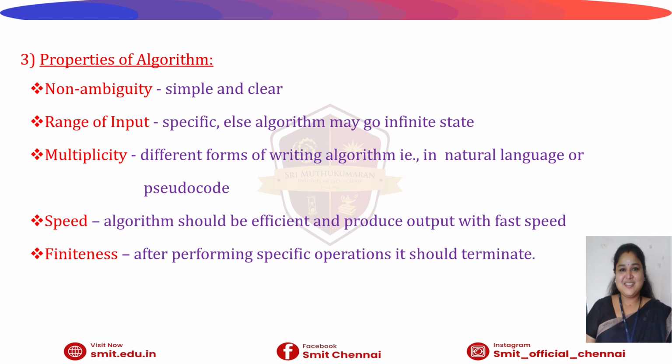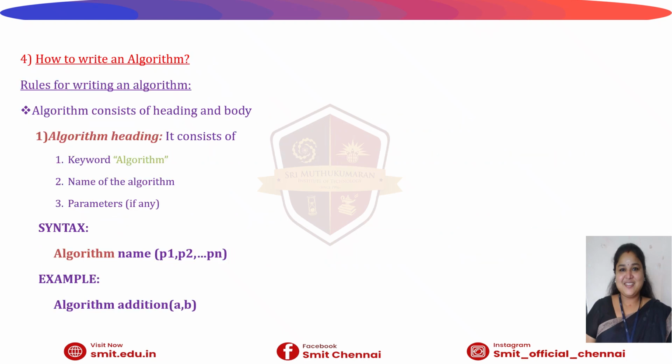And the multiplicity property. Multiplicity means we can write the algorithm in the form of natural language, pseudocode, or a flowchart. Next one is speed: an algorithm should run at efficient speed. And finiteness: it must contain a finite number of steps. These are the properties of algorithm.